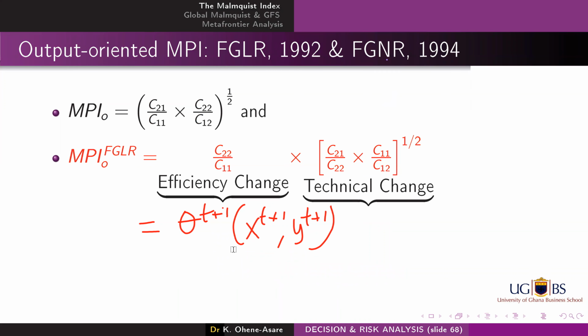And then you do divided by, and I'm just writing what is at the top. Divided by the C11. The C here is representing the constant returns, but don't worry. So how do you do that? Well, C11 here means theta T into bracket X T, comma, Y T.